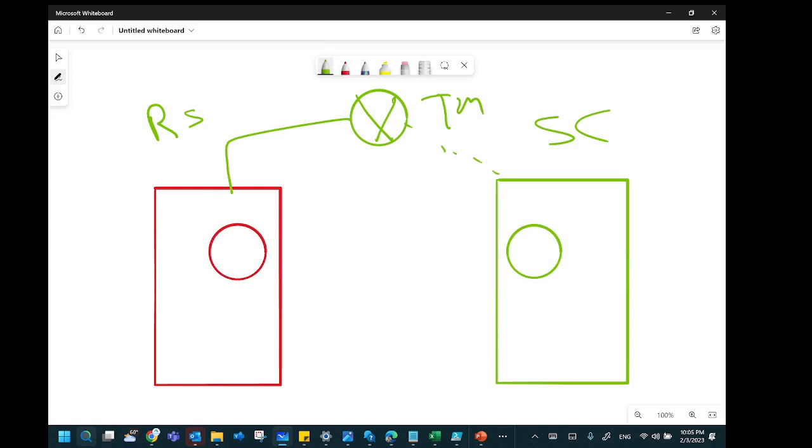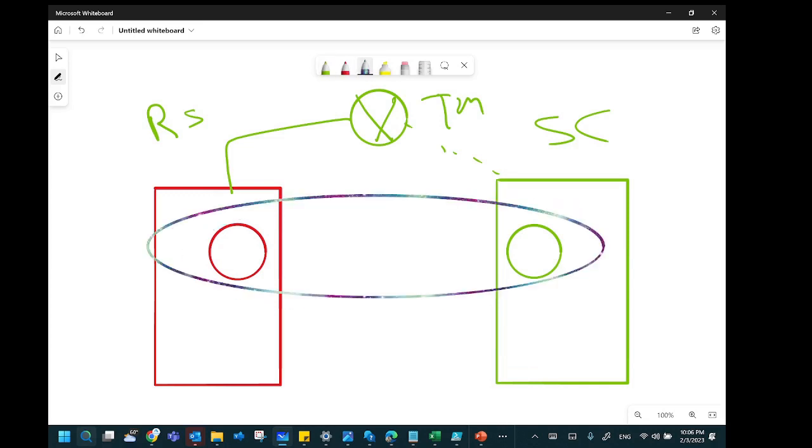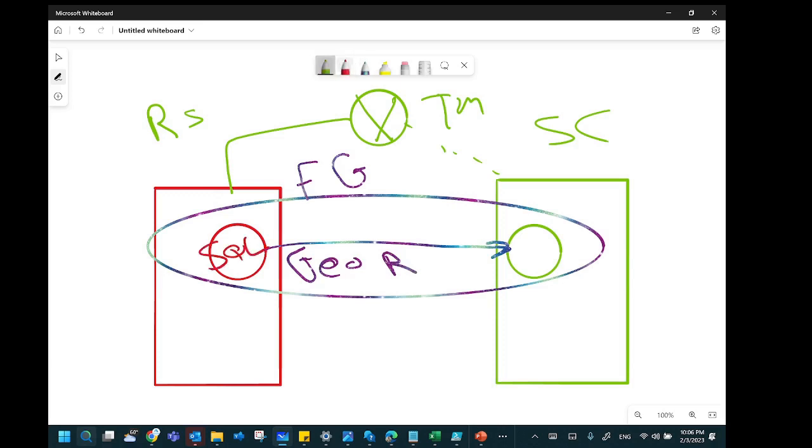Now we try to figure out which option we have to go with: failover group, or geo-replication. Here will be SQL, and also here SQL. So this is the high availability, HA, for SQL.